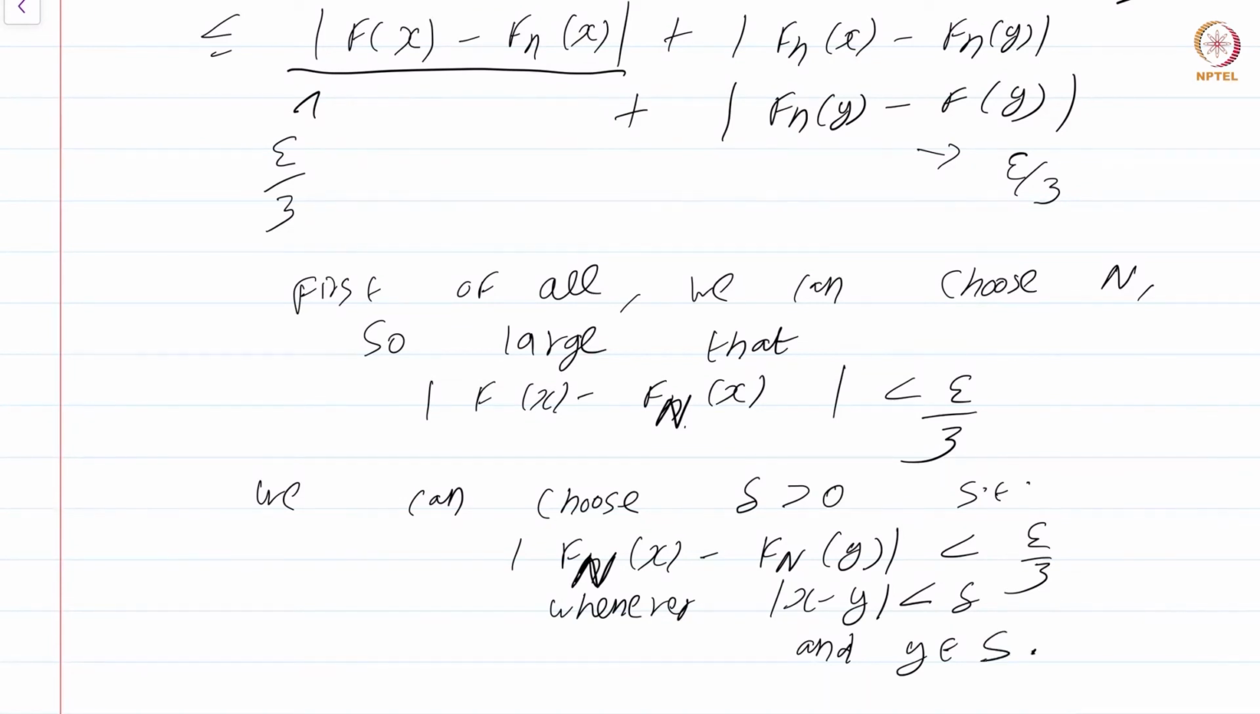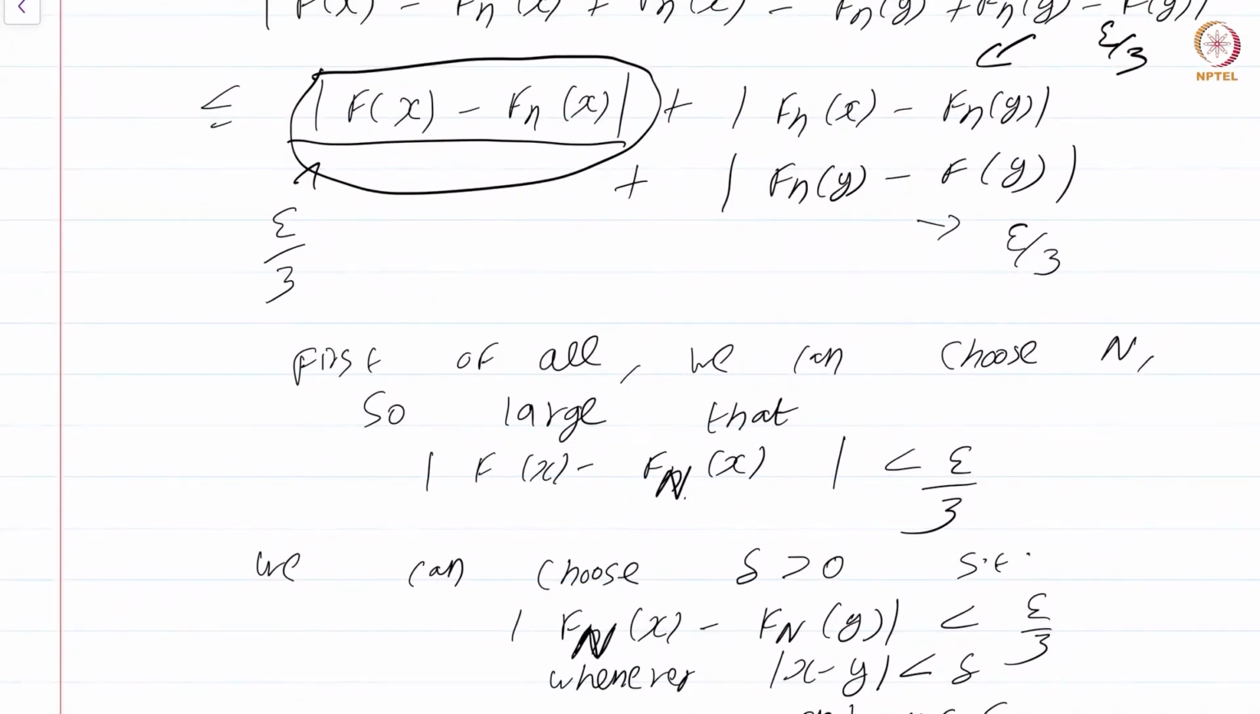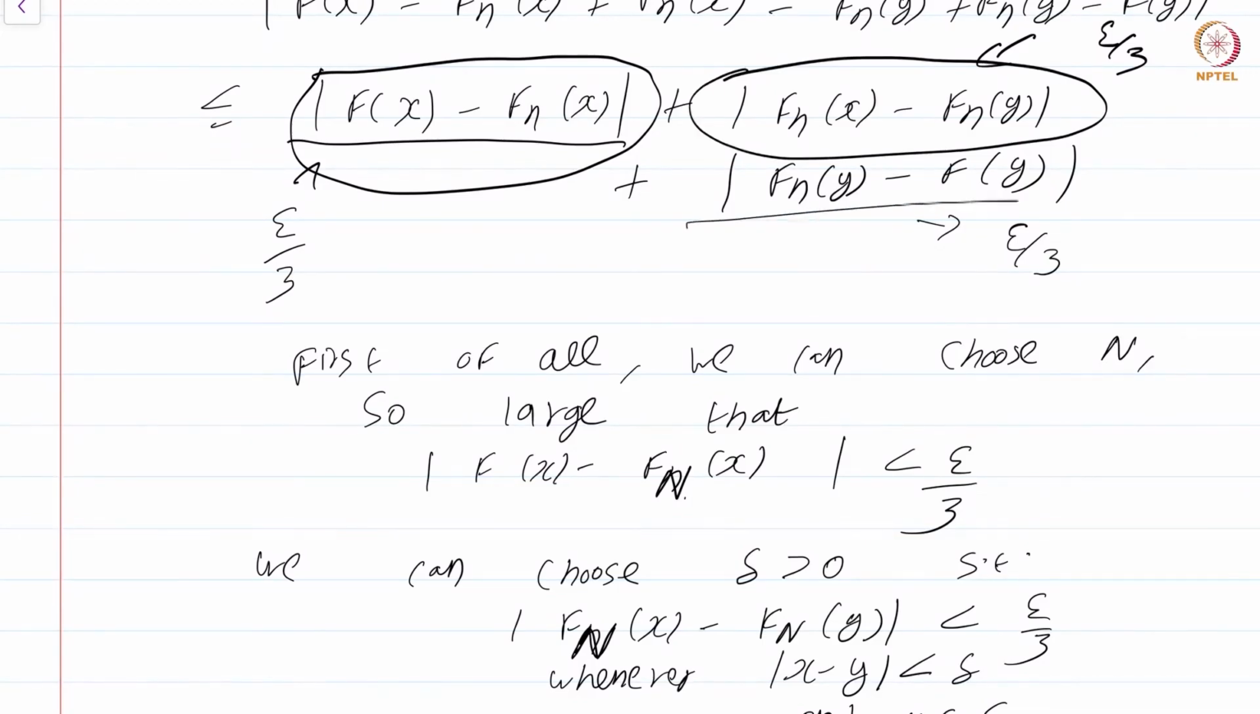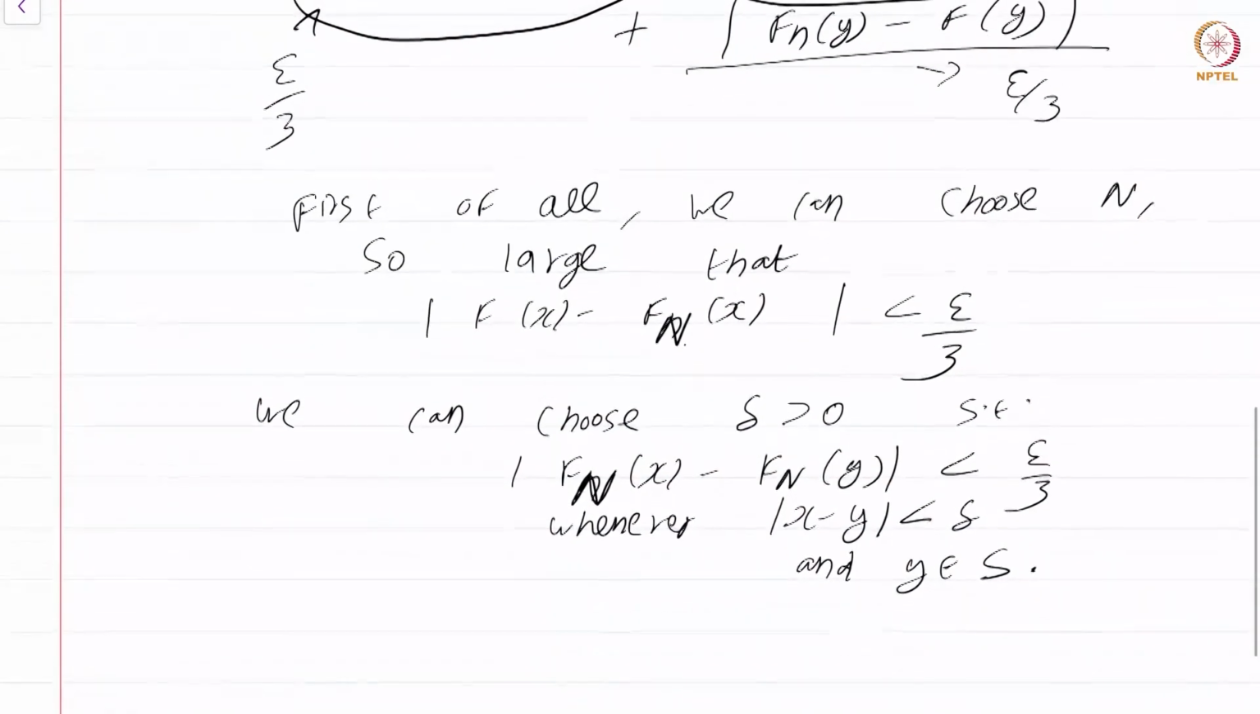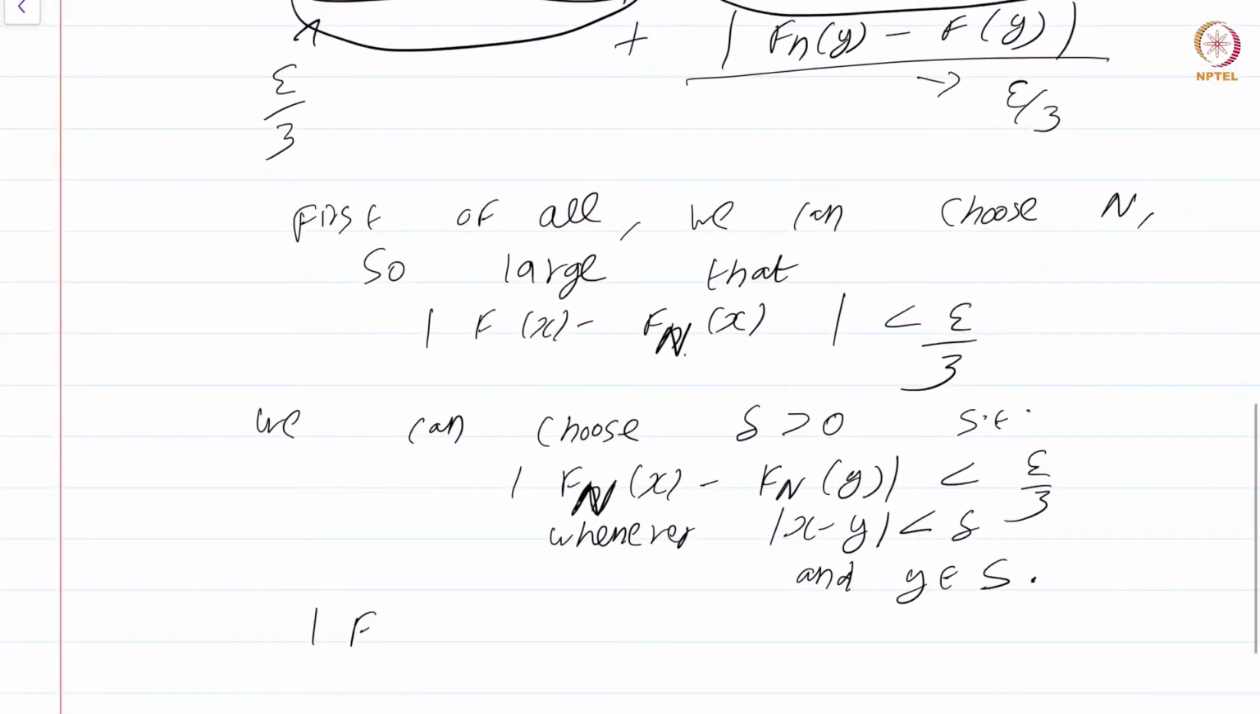So what we have done is we have controlled this first term by controlling capital N, small n, and setting it to be a large enough number capital N. Then we are controlling this second by the continuity of f capital N. Now what about the third term? The third term is now we have to control f capital N y minus f of y. Now here is where the issue lies.